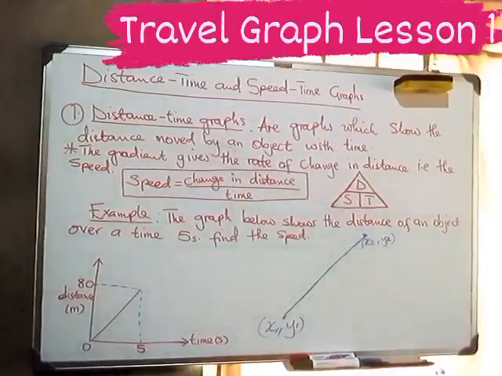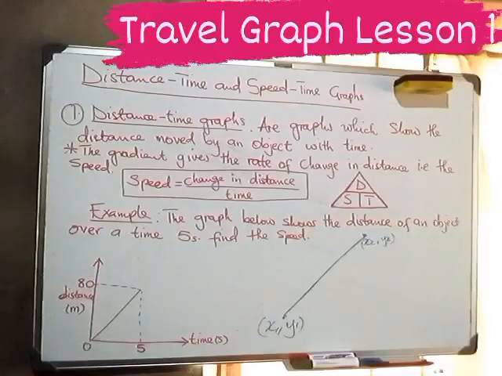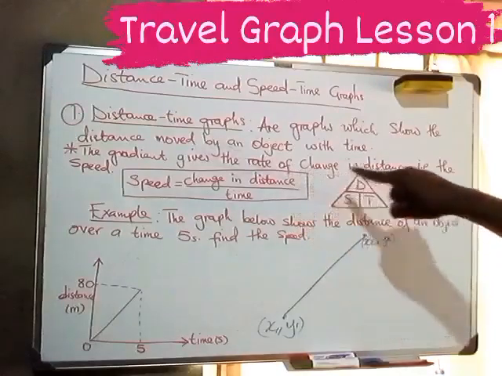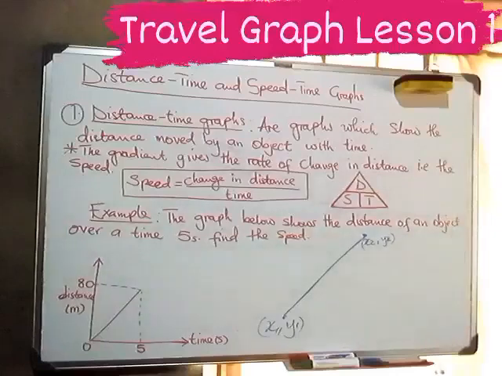So we are told that the gradient gives the rate of change in distance. So the gradient of the graph for the distance time graph shows or gives the rate of change in distance. When we talk of the rate of change in distance, that is what we mean by saying the speed. So speed is the rate of change of distance. So that is what speed is all about.